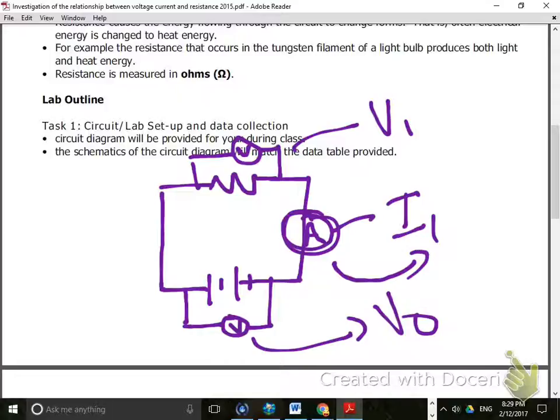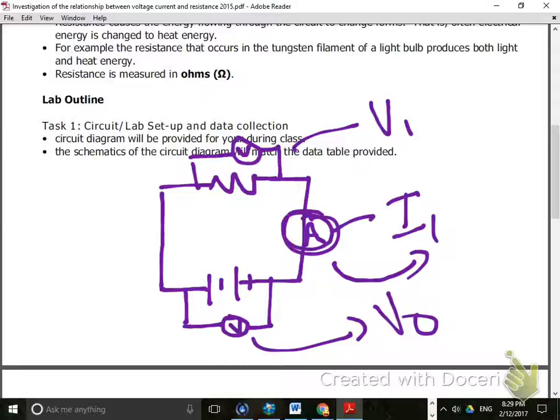So that resistor level is totally up to you, right? But you will change 3 different resistors, so you're going to make really 3 different circuits. And then what you will do is measure the current and the voltage that goes across that resistor, and you're going to change the voltage as you move through.